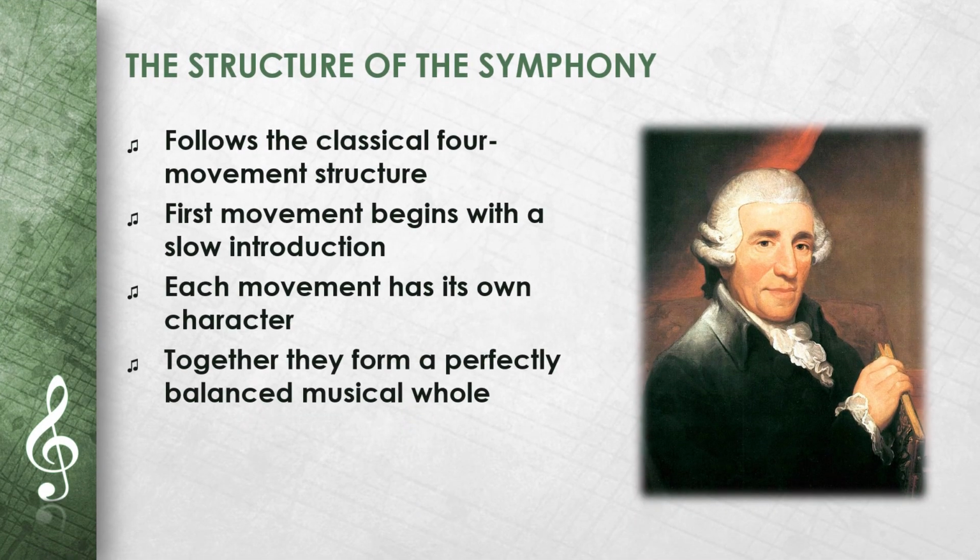The London Symphony follows the classical four-movement structure. The first movement begins with a slow introduction, followed by an allegro in sonata form. The second movement is an andante with variations. The third movement is a lively minuet with trio. The fourth movement, a finale spiritoso, brings the work to a brilliant and energetic conclusion. Each movement has its own character, but together they form a perfectly balanced musical whole.